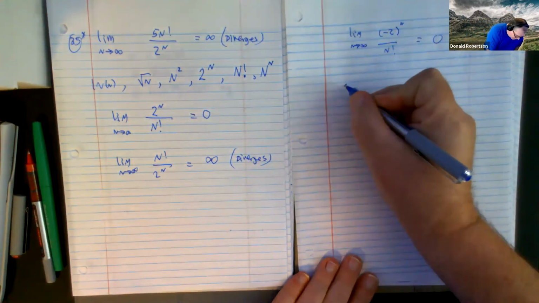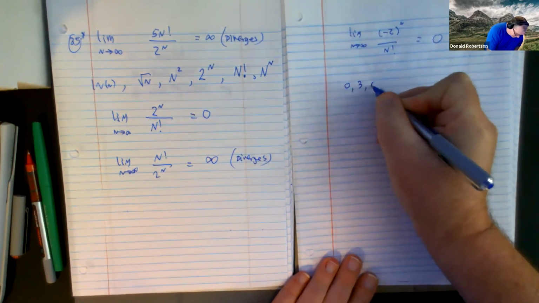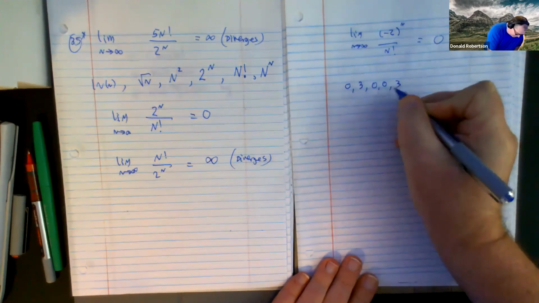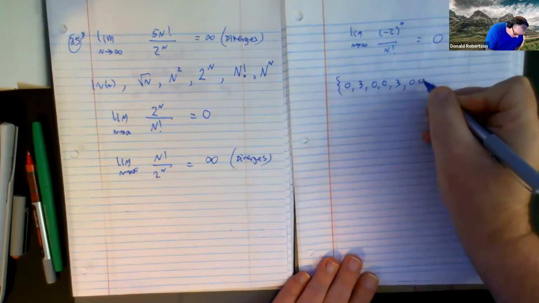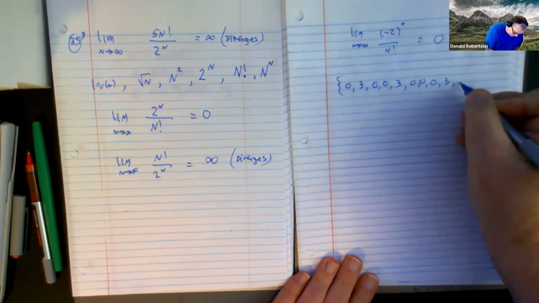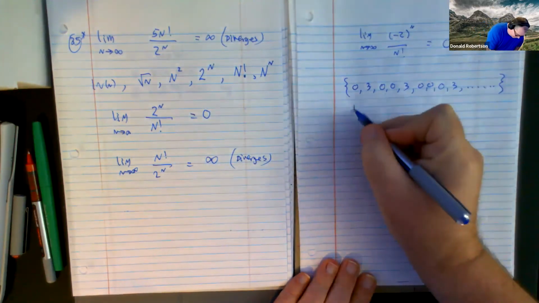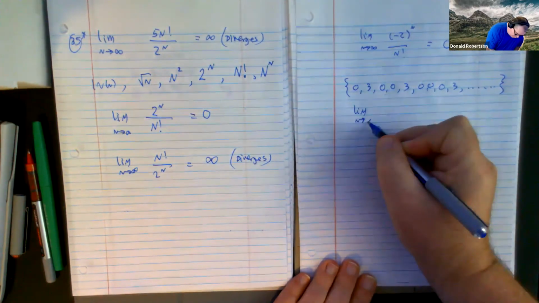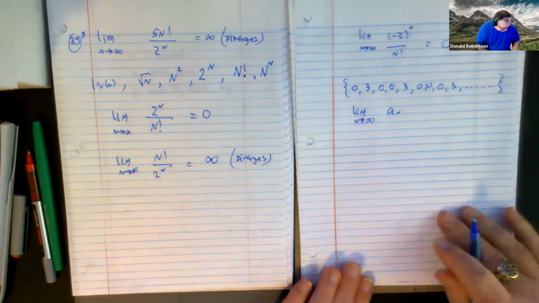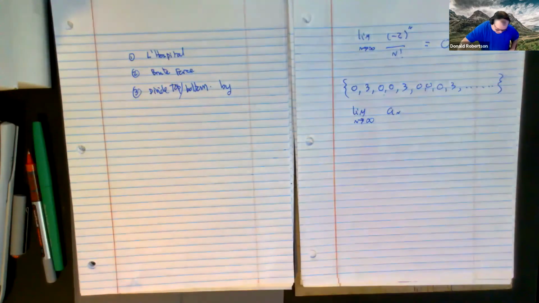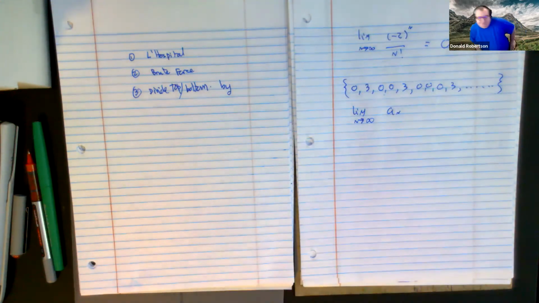How about this sequence? It doesn't even have a formula, but it definitely has a pattern. No tests, just pure intuition, pure mathematical common sense. What do you think we would describe the limit as n tends to infinity of this sequence as?